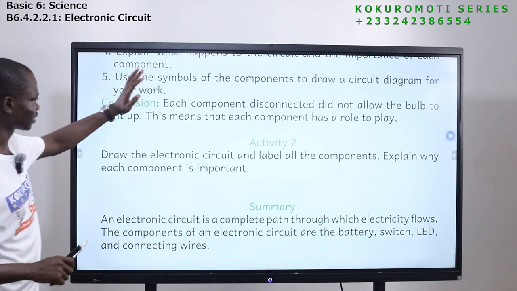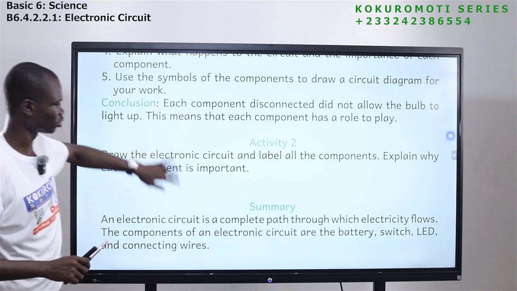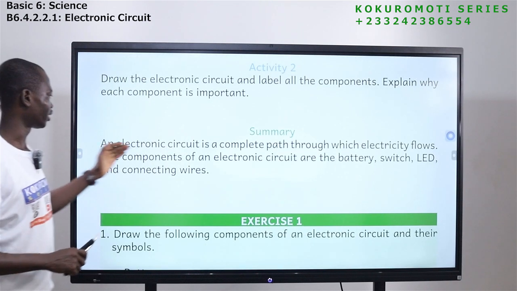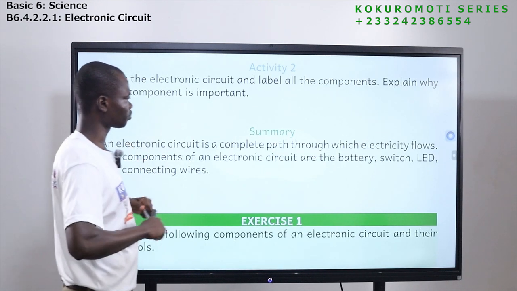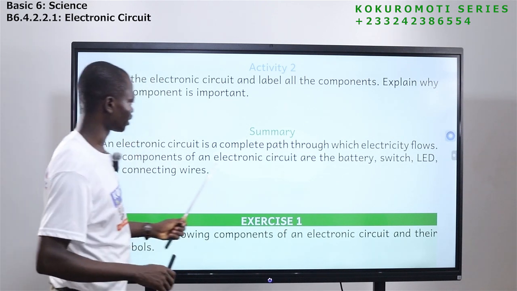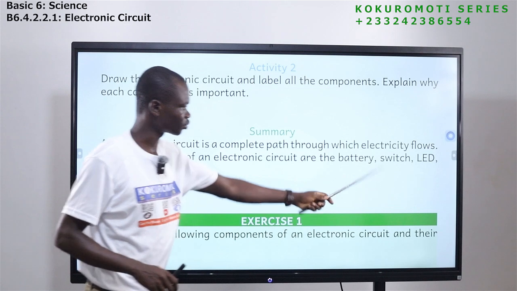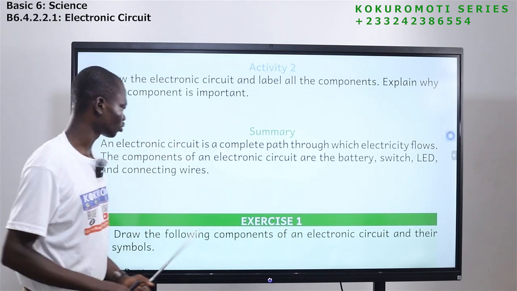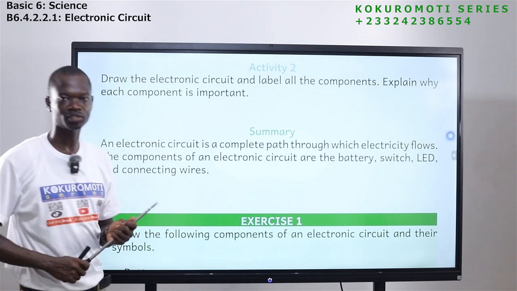Now we have seen the size, activity 1 and activity 2. Let's look at the summary. An electronic circuit is a complete path through which electricity flows. The components of an electronic circuit are the battery, switch, LED, and connecting wires. So that is what we have learned today.